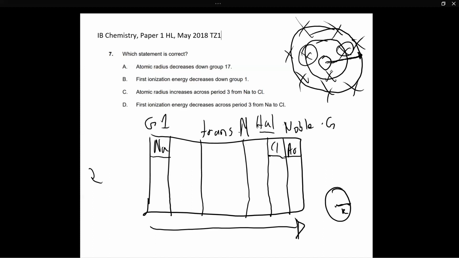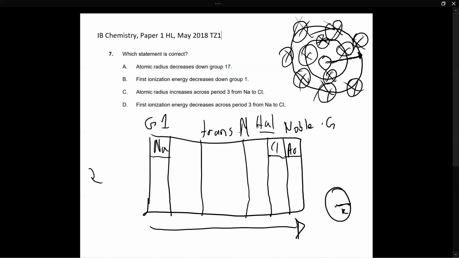These inner electrons over here, to an extent, can shield the outer electrons from the full attraction of the nucleus because they kind of intercept the attraction. If you think about it, they intercept it, right? This is the nucleus, it's sending out its attraction forces, and these four electrons can sort of intercept that.